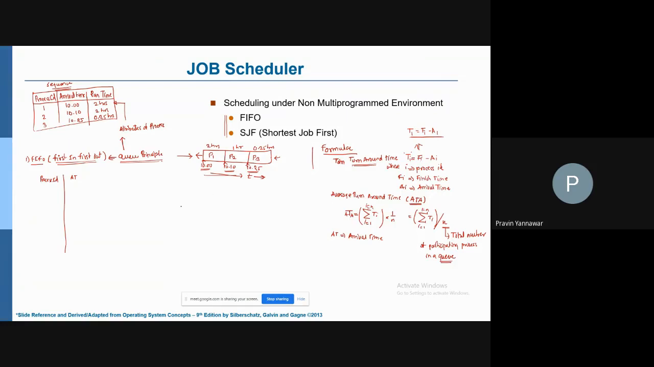We will compute the job scheduling under a non-multiprogramming environment for the first in first out algorithm. So we have the arrival time, AT. Then we have to work with the start time. While discussing, I'll let you know how these parameters are significant. Then you have the finish time, and afterwards you have the turnaround time.